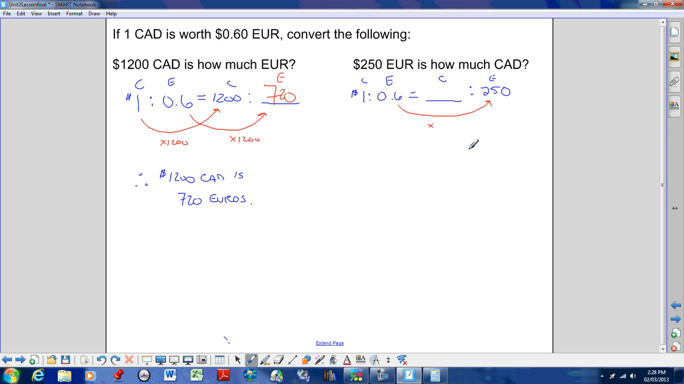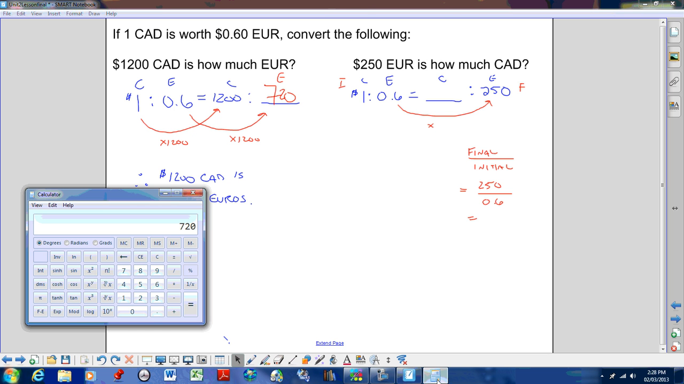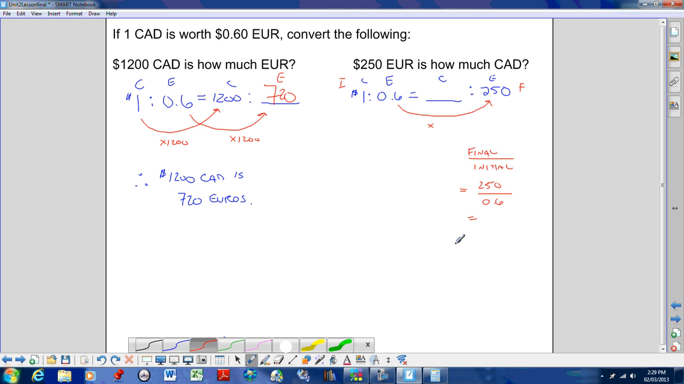Well, this is that process I said where you go final divided by initial, and that will give you that missing amount. And again, this side is always final, this side's always initial. So final divided by initial, so I'm going to do 250 divided by 0.6. And again, you need to grab a calculator. 250 divided by 0.6. And I get 416.67.